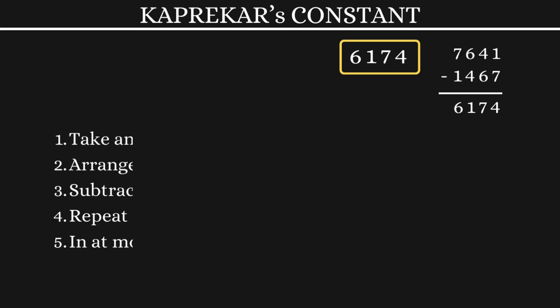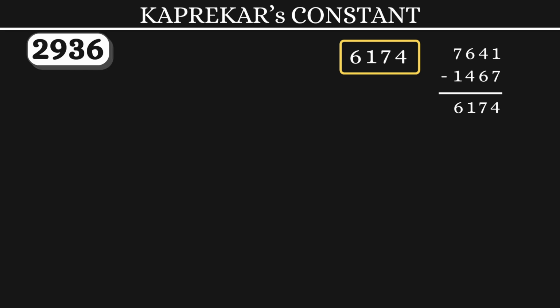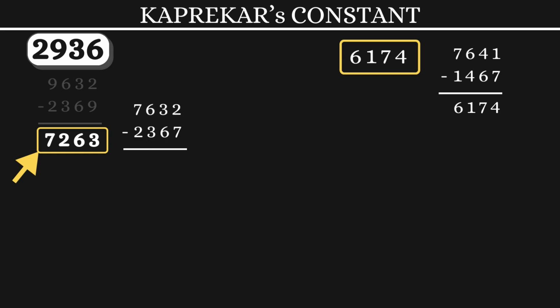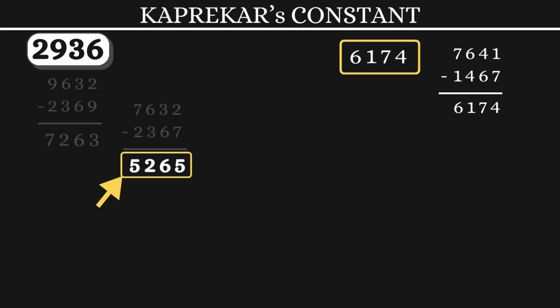Let's check out one more example, 2936. Let's carry out the same process. 9632 minus 2369 gives us 7263. Let's take this number, 7263. Arrange it and find the difference. 5265 is the answer. Take this number, rearrange, find the difference.